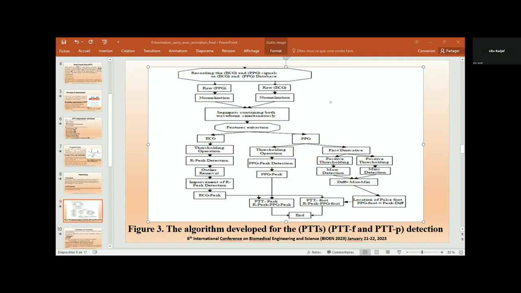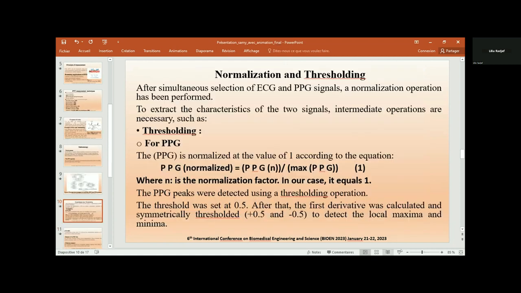The algorithm developed for the PTT foot and the PTT peak detection. After simultaneous selection of ECG and PPG signal, a normalization operation has been performed. To extract the characteristic of the two signals, intermediate operations are necessary, such as thresholding.